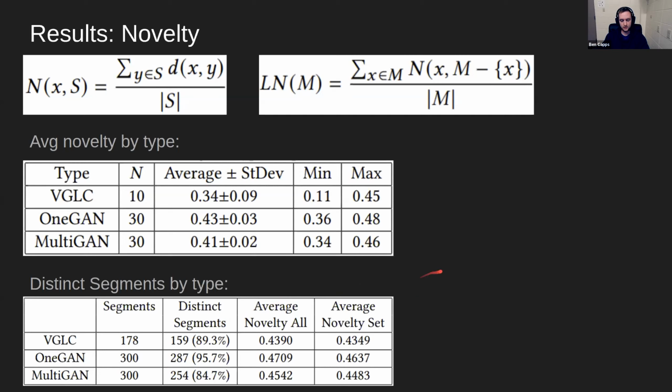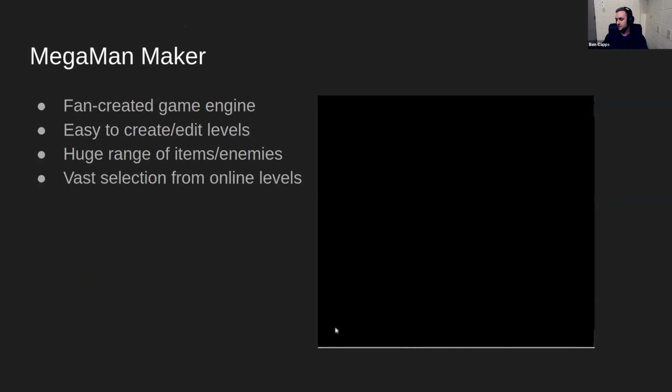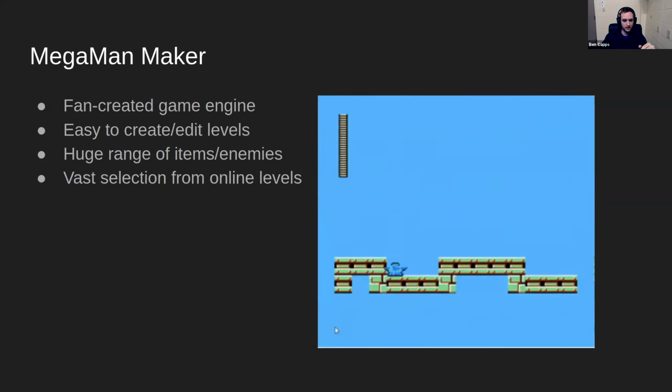So the question is, is it better to have a longer solution path length and to maintain the structure of each individual segment, or is it better to have each segment be more novel, each level be more novel? And so as a result, we had to find a way to qualify and quantify this in some way. And so we had to find a way to play the levels to see if it is actually more fun to play a structured level or a unique level.